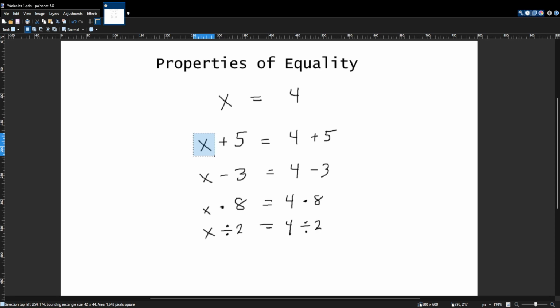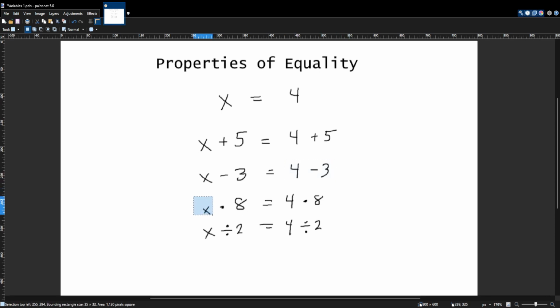Because remember, this x equals 4. So if I add 5 to 4, then I also need to add 5 to 4 over here, so that I will have 9 on both sides of the equation. This is still true for subtraction. So if I want to subtract 3 from both sides, 4 minus 3 is equal to 4 minus 3. X is equal to 4, so this is 4 minus 3, so that's equal to 4 minus 3 over here. They're both equal to 1.